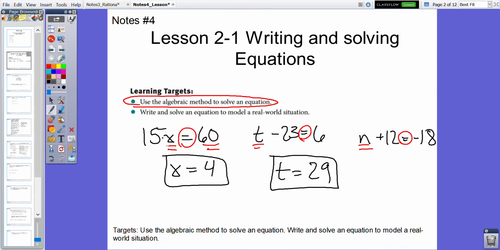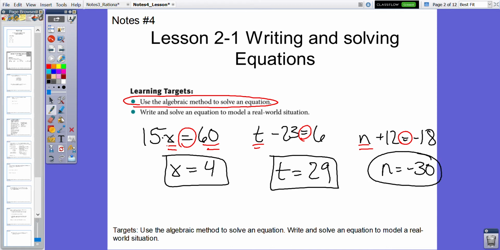And then last but not least, some number n added to 12 gives me negative 18. In this case, because my resulting number is a negative, that means that n has to be a negative number as well. If I think about it, I can test a couple values for n. Eventually, what I would find is that n would be equal to negative 30. And that would make that true.